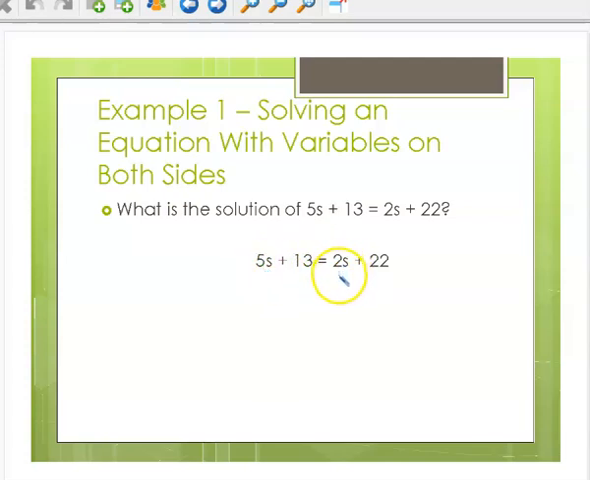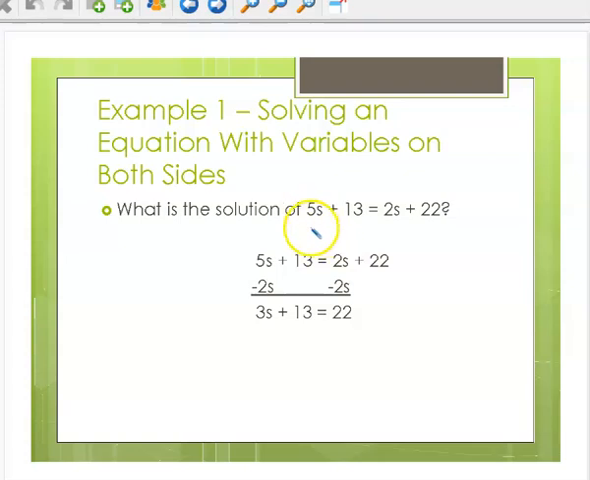The reason those are good places to start is it helps keep me from having to use negative constants or negative variable terms. Okay, and it seems like whenever I can avoid that, I have a better opportunity of getting my answers correct without the confusion. So I like to start with the variable. So when I subtract that, we end up with 3s plus 13 equals 22. And we're quickly down to a two-step equation now.